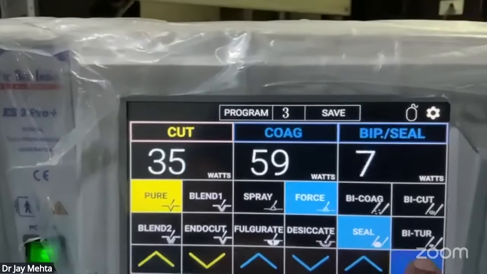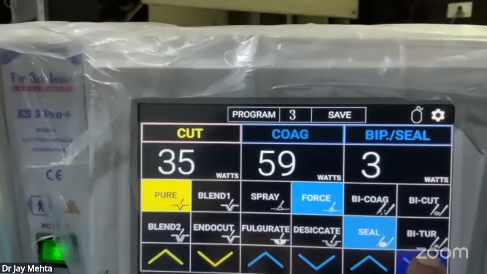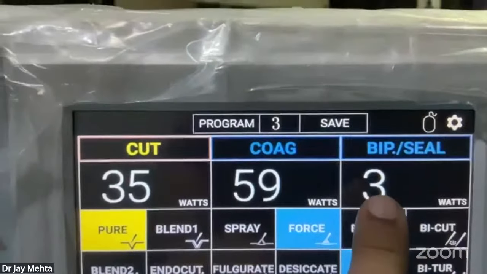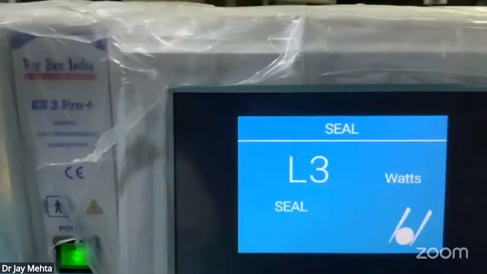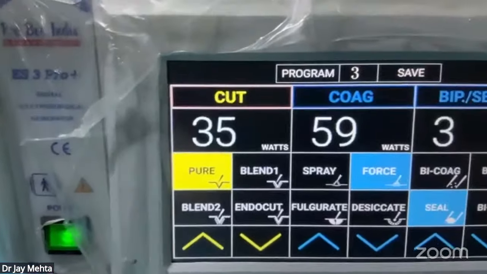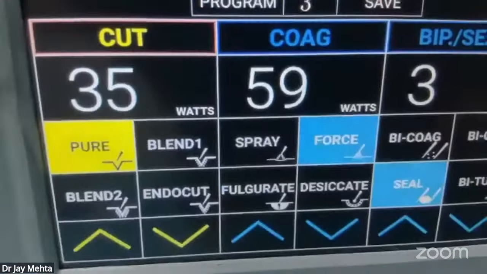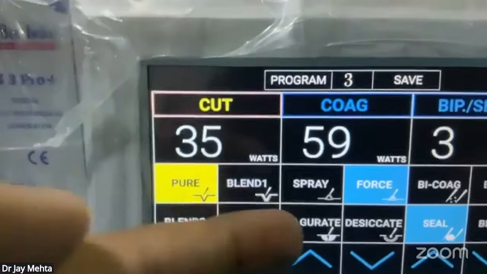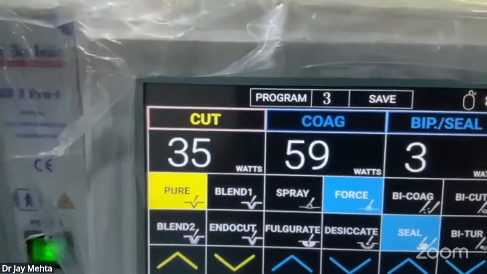Somebody who does not know what this 5, this 3, this 4 means, just remember this. When it is at L3, if I just press the pedal, just see. Can you see what came? L3 seal. But nothing came besides the watts. The watts number is not shown. The watts when it is at L3 is approximately 150.